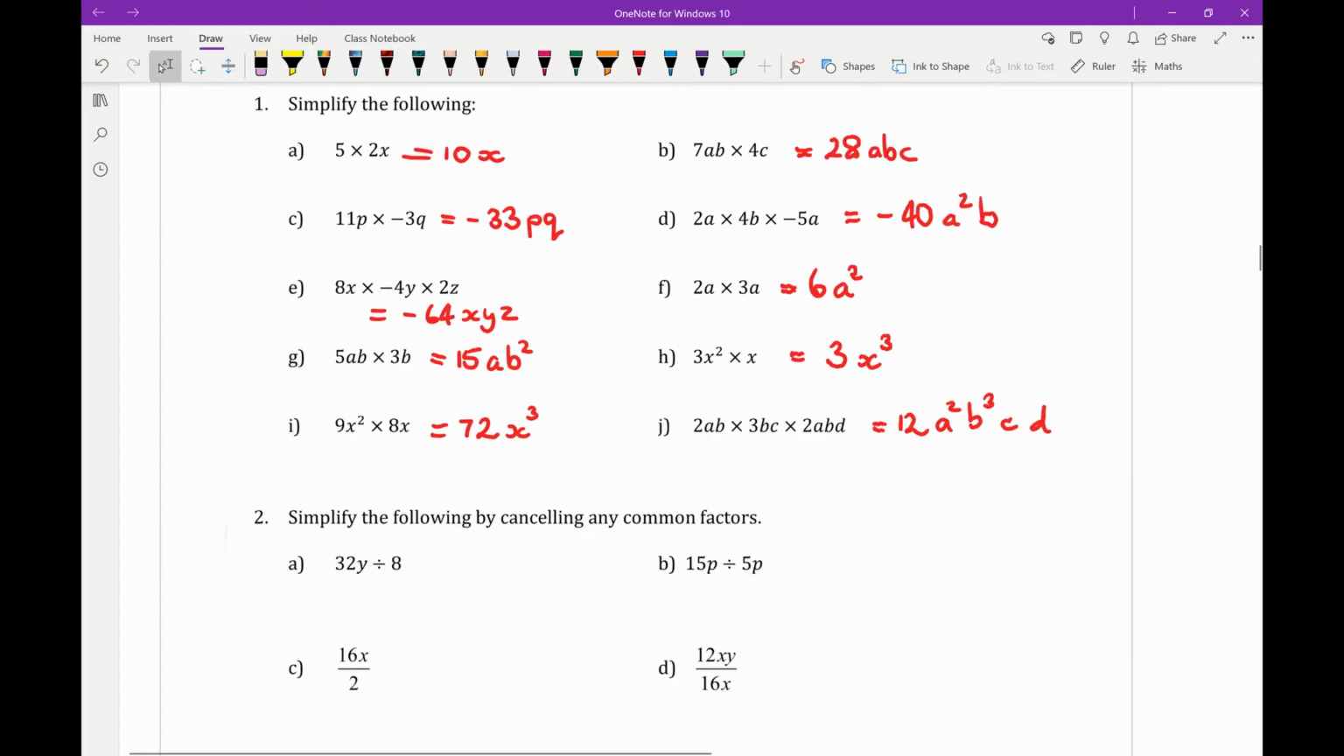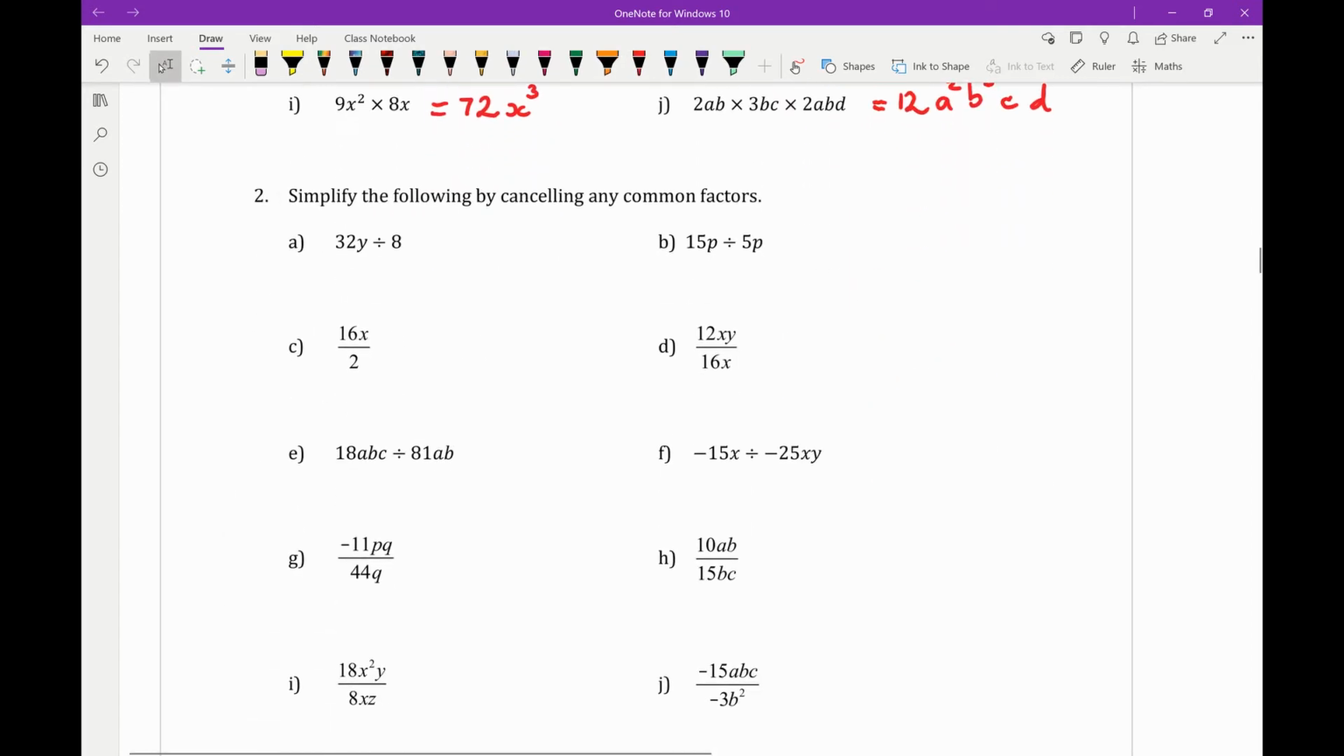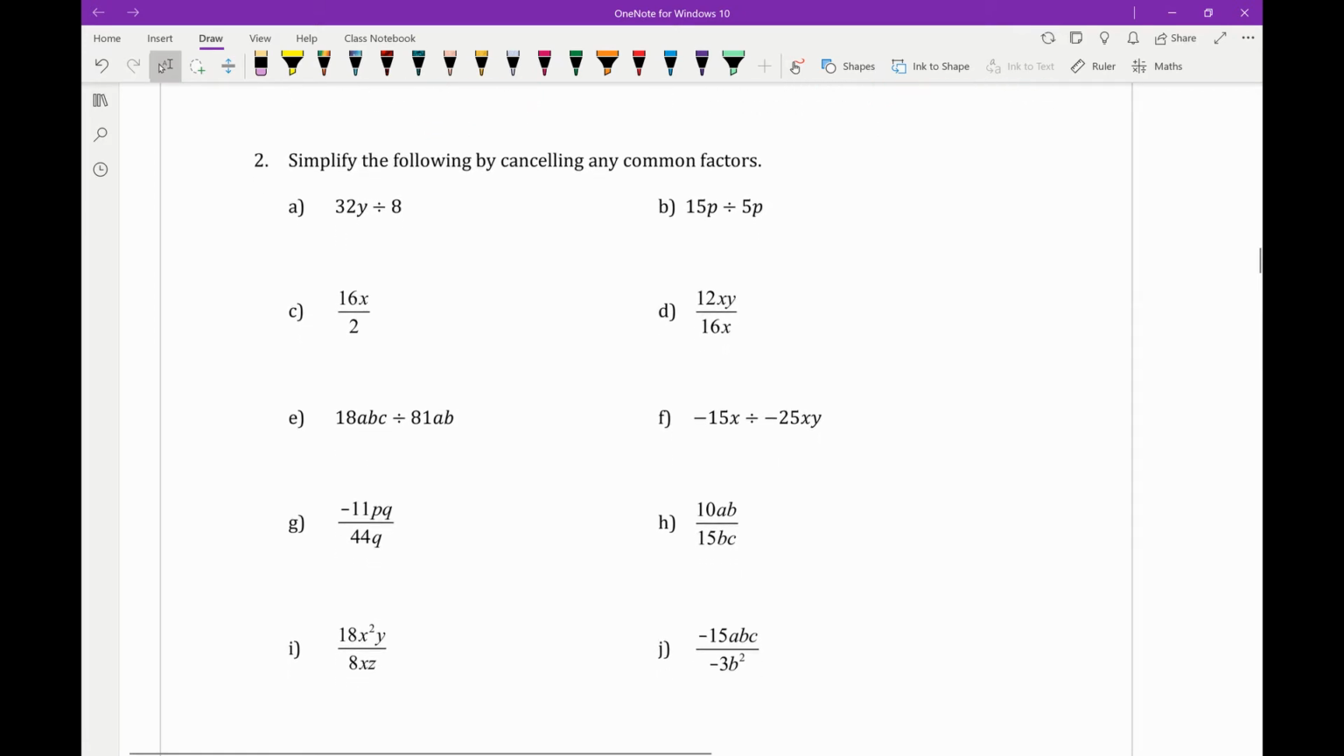Okay, part 2, question 2, we're moving into dividing. So it's similar. You can divide anything by dividing the numbers, but instead of collecting up the letters afterwards, they can cancel away. So let me show you how to do that. So part A, 32y divided by 8. So we can divide those numbers. 32 divided by 8 makes 4.